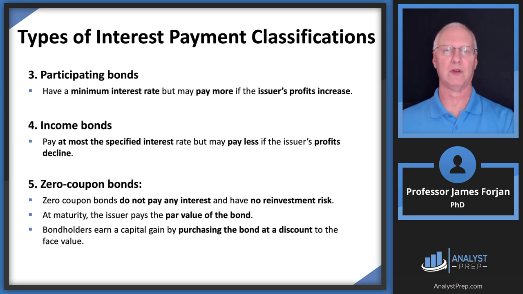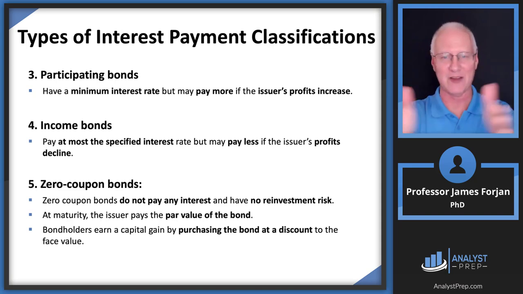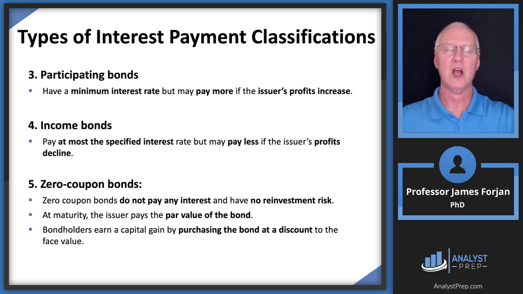Participating bonds, these are interesting animals because they allow for higher coupon payments if the firm becomes more profitable. And so these participating bonds kind of act like a share of stock. Not really, but kind of. I mean, they still have a maturity value in 20 or 40 years. But if the firm increased, what did I say about cash flows, right? If the cash flows keep going like this and this and this, well, then the bondholder can receive more.